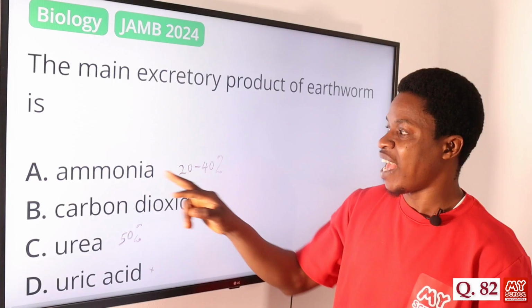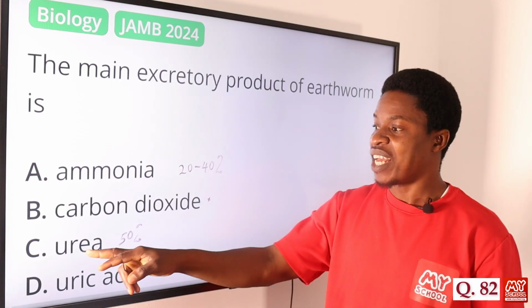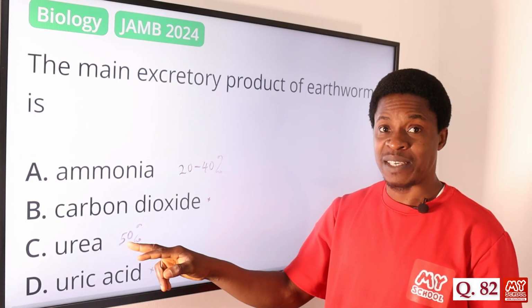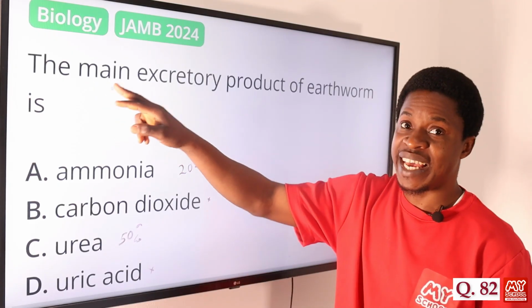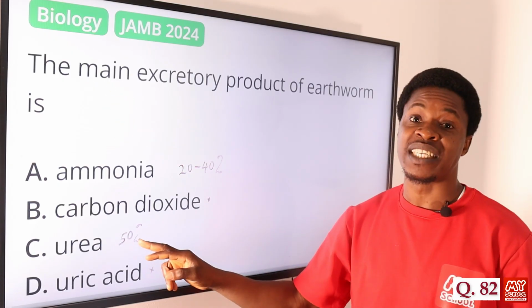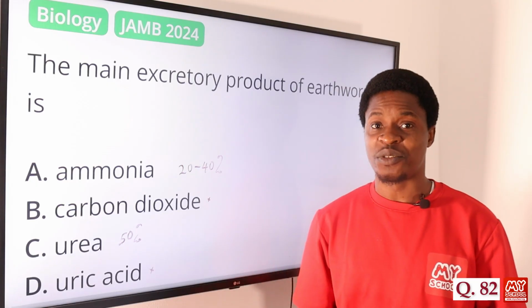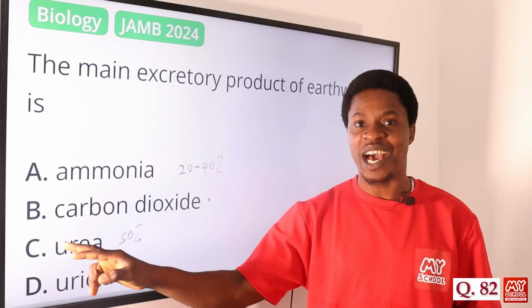Option A, ammonia is about 20 to 40%, while urea is about 50%. Of course, the question says the main excretory product, so the one that has the higher percentage will be considered the correct answer. So the correct answer is urea. Option C is the correct answer.